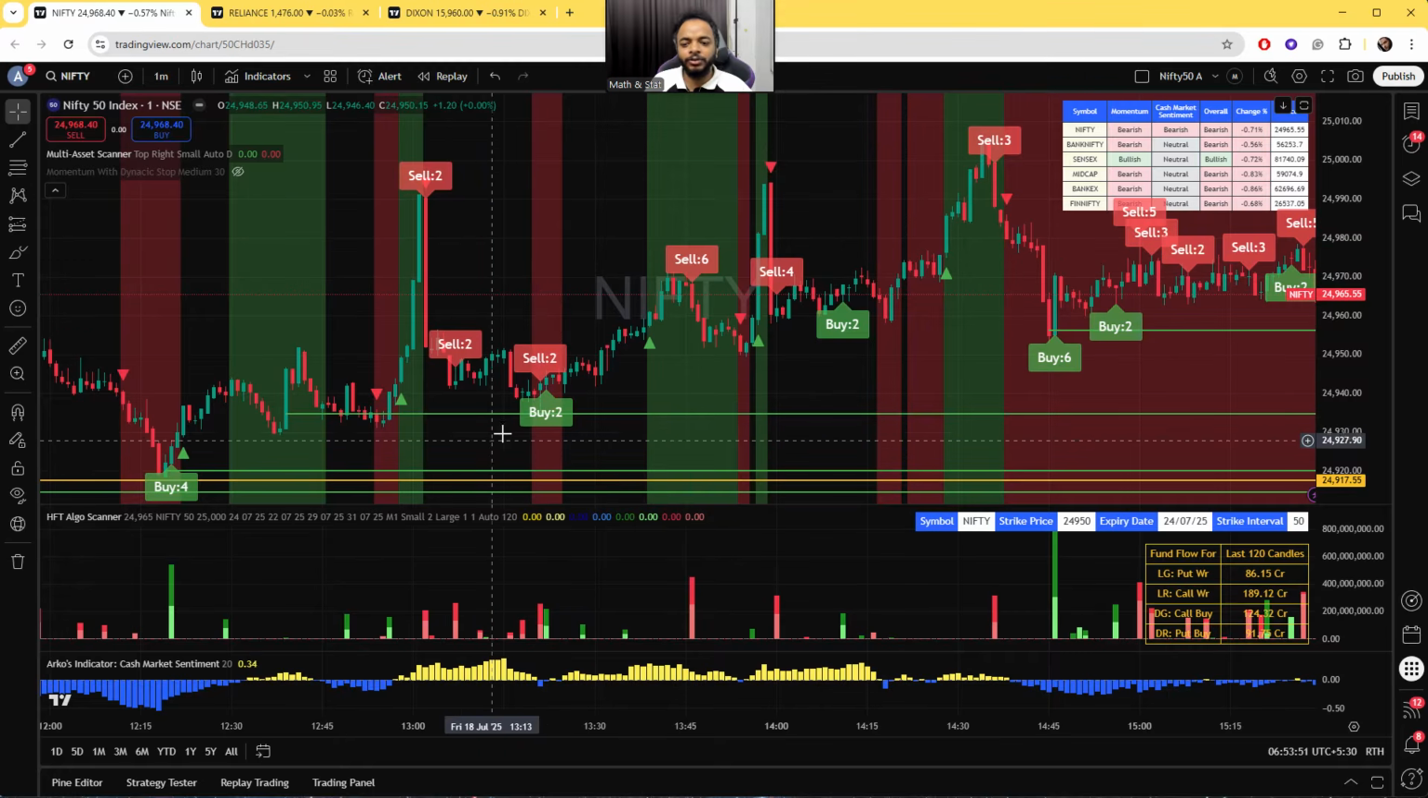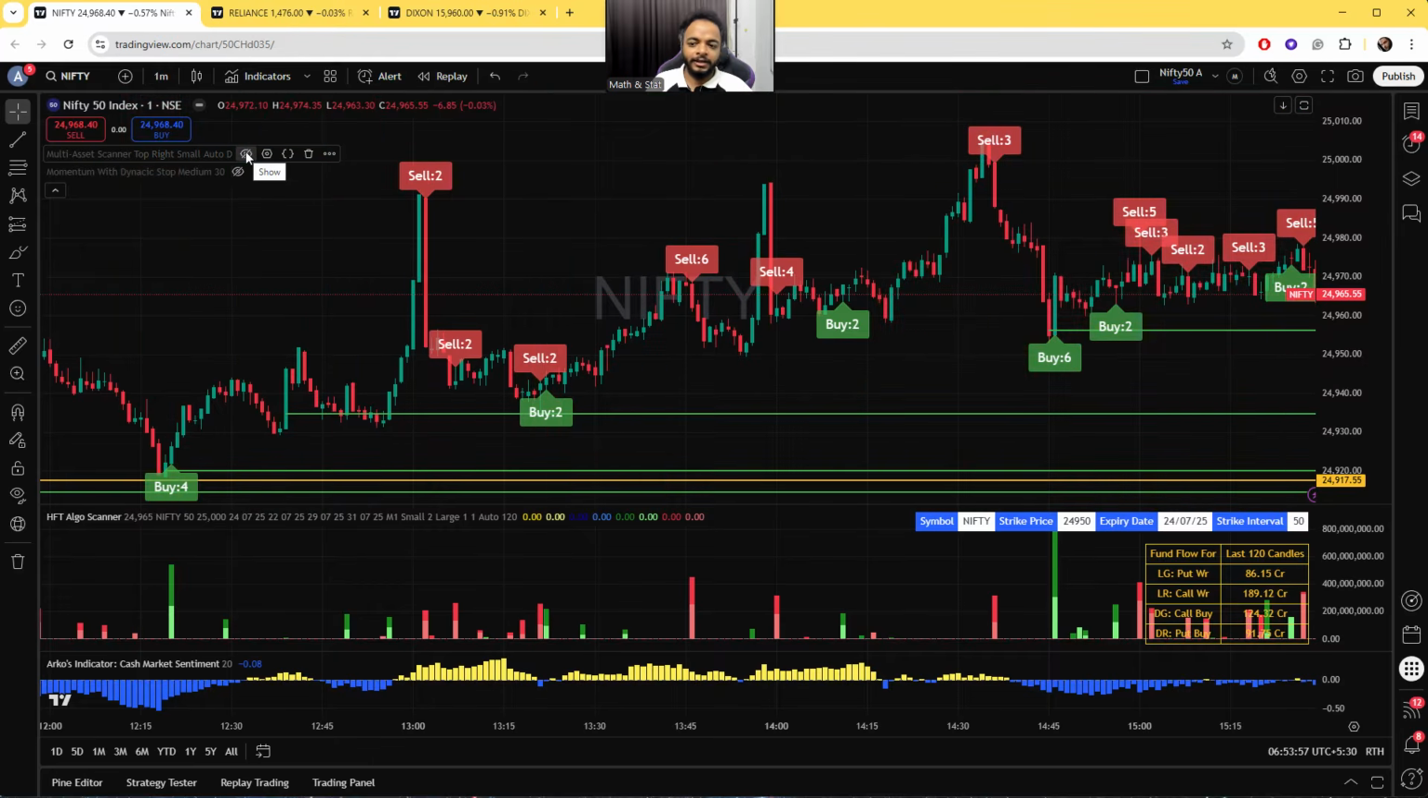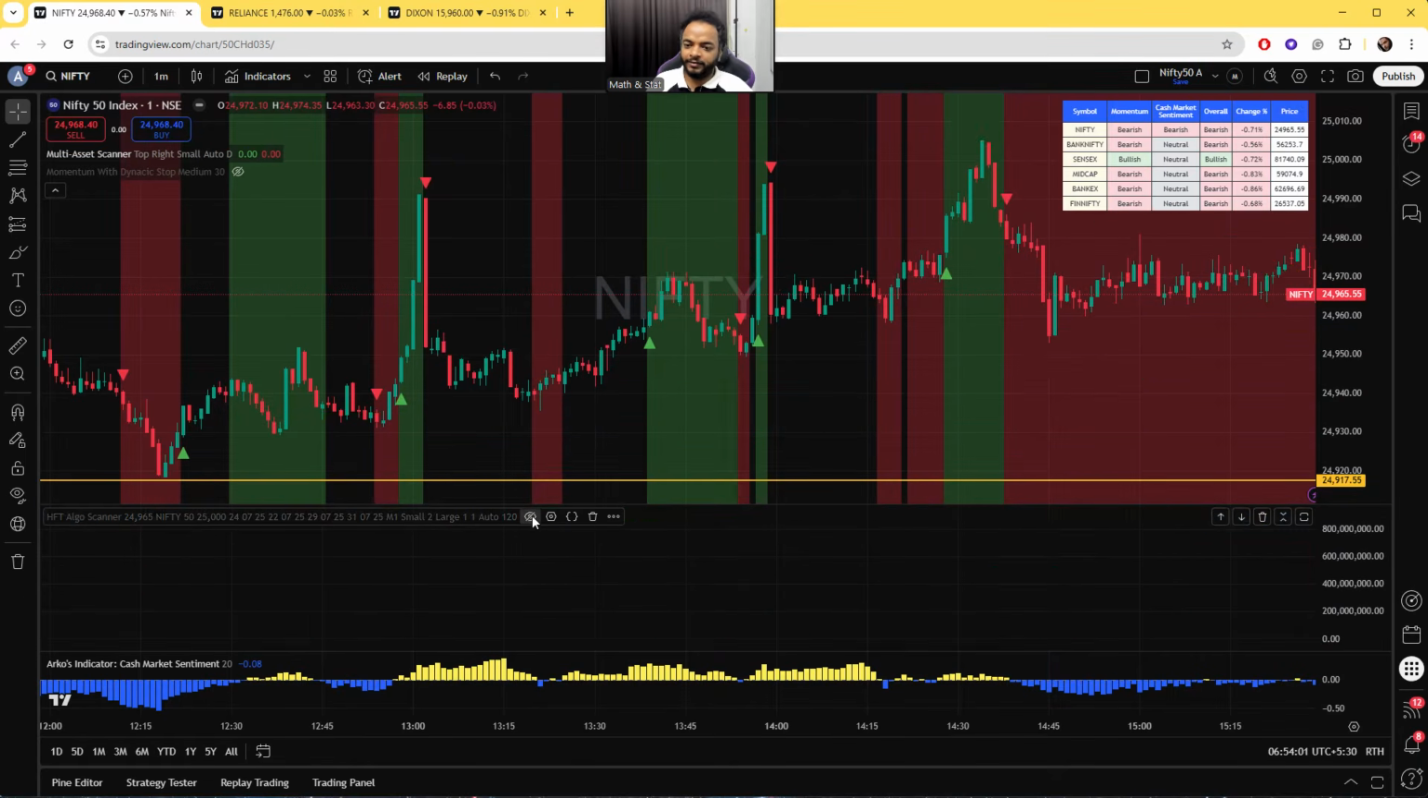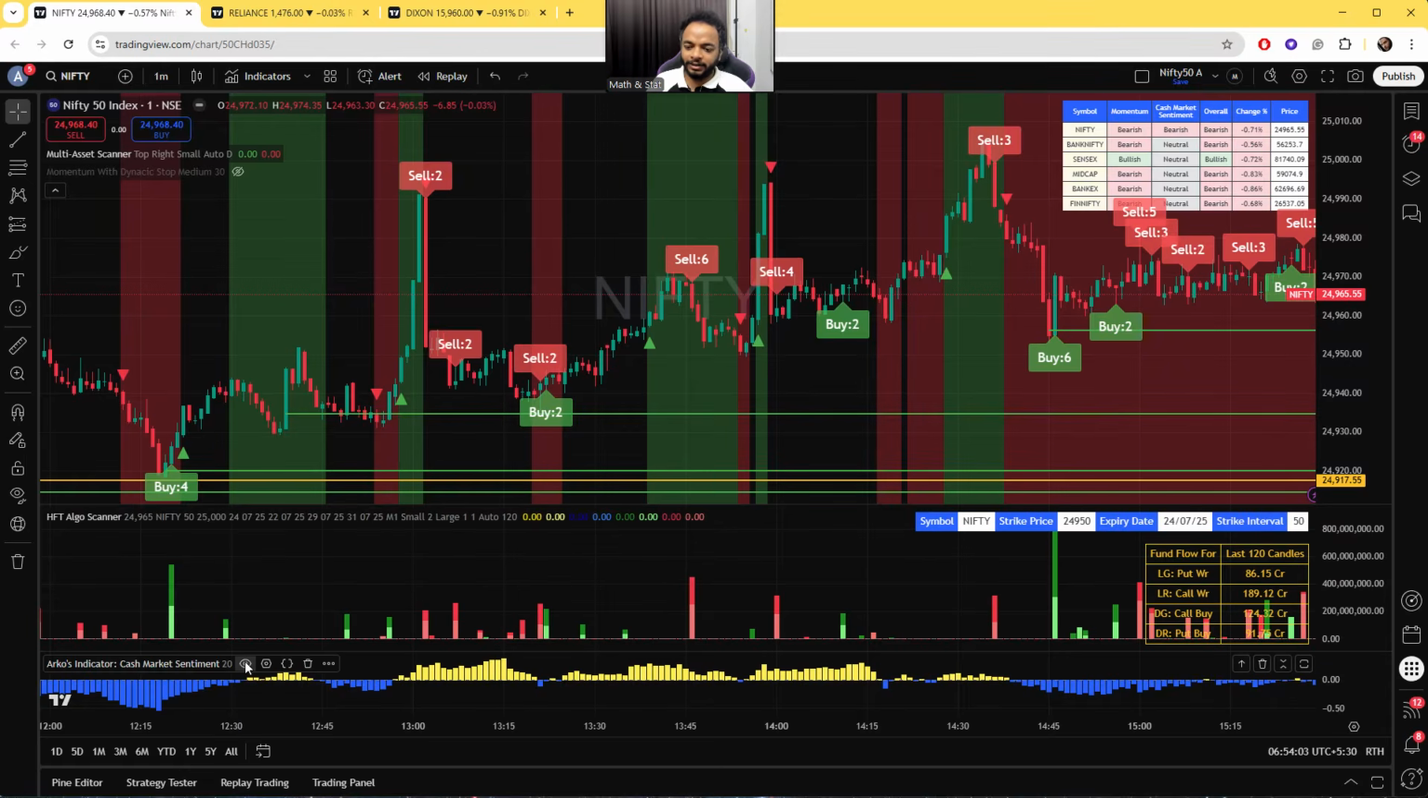Now let's come first to our HFT algo scanner. If you see the screen, this is the multi-asset scanner, this is the HFT algo scanner, this is the cash market sentiment, and this is the dynamic stop navigator. We'll talk about every one of them.